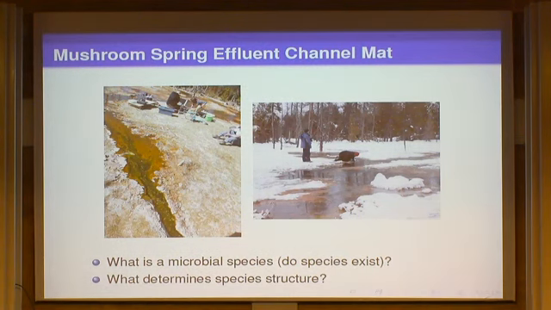So anyways, our system is this one. This is the effluent channel of a place called Mushroom Spring, and Dave Ward and co-workers have been looking at this for decades now, trying to decide exactly what are species, how do you decide what's a species and what's not, and particularly looking at cyanobacteria and how they change as you go down this effluent channel. So this is, of course, summer-ish versus winter. This section is up there. That's me supervising a graduate student.